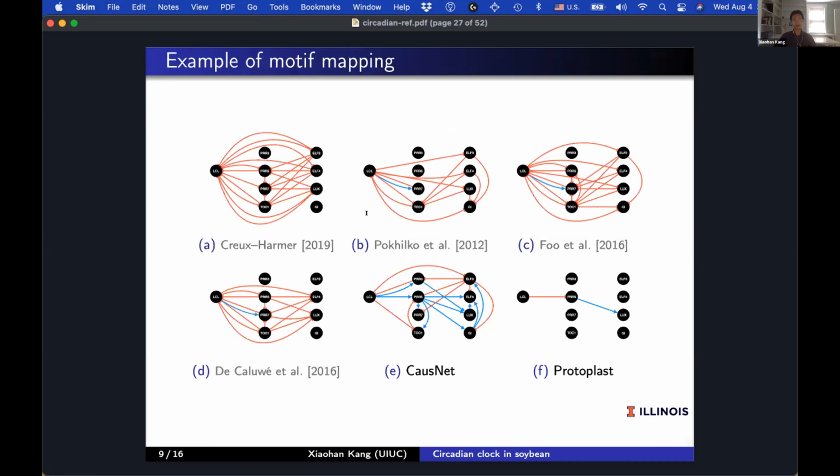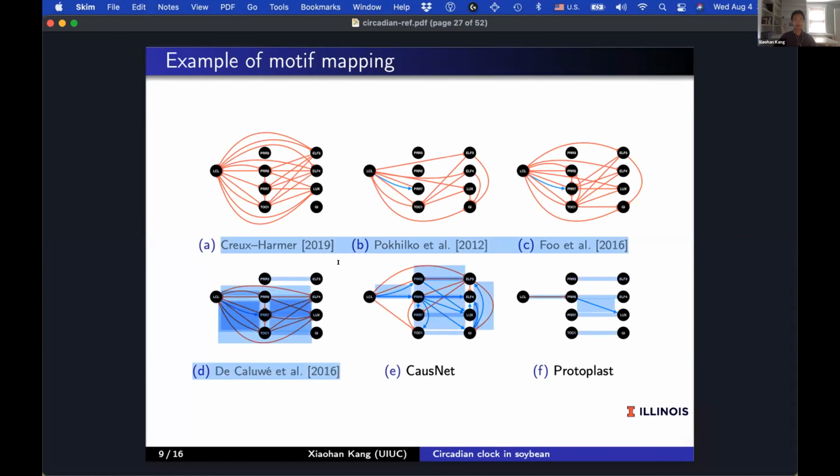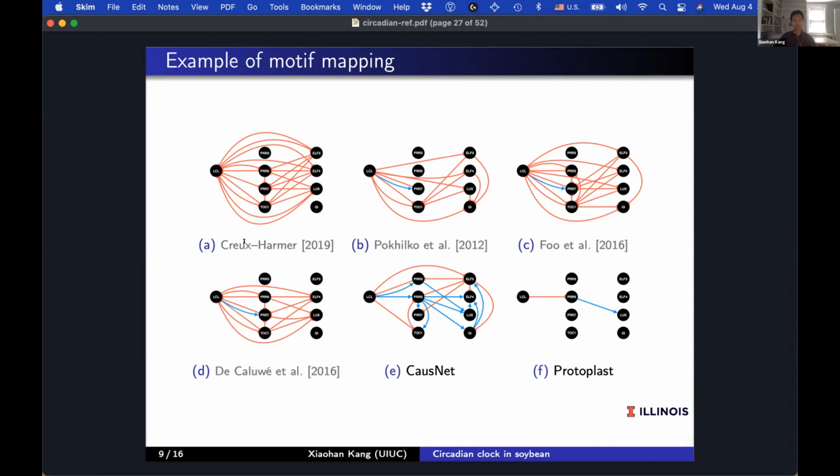To take an example, we look at these following 6 graphs from different sources. The first 4, A, B, C, D, are from the literature. The first one is for a generic plant circadian clock, and B, C, D are for Arabidopsis. And the last 2 are from our soybean experiments. E is the predicted network from COSNET. And F is based on the protoplast system.